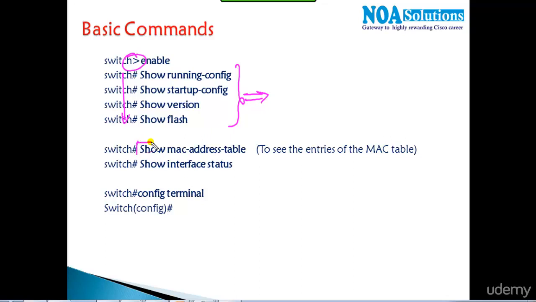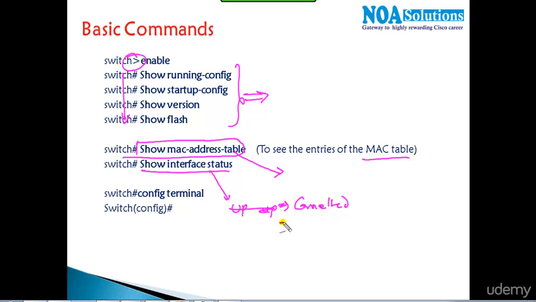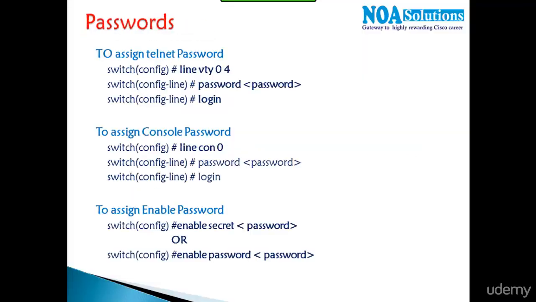And the show MAC address table, we have seen this command, if you remember, to see the MAC table entries, and the show interface status command, which will show you the interface status, like whether it is connected or not. It shows different options like connected or not connected or a disabled state, which is in shutdown state. So this kind of information can be displayed by using the show interface status command.